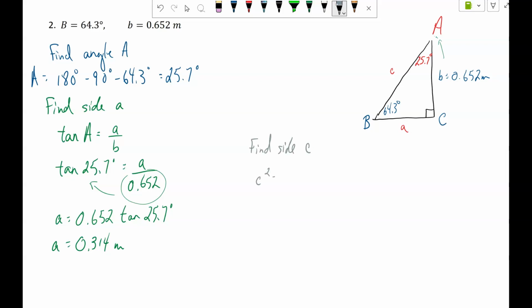Well, C squared equals A squared plus B squared. We could use that. That means we're going to be using a calculated value that I just rounded a bit, right? We could also use our angle and the opposite side of it. So I'll show both ways, okay? So one, we're going to be using Pythagorean theorem. C squared equals 0.314 squared plus 0.652 squared. C will be the square root of whatever that sum is.